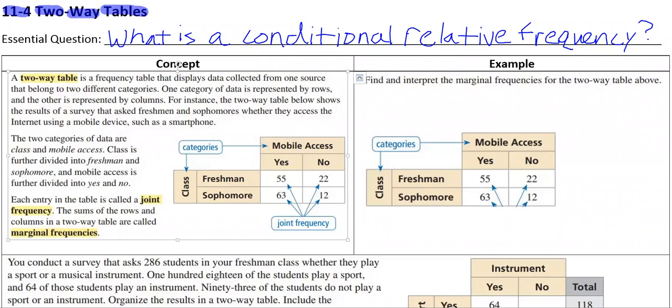Apparently, I'm highlighting in blue, which is such an awesome highlight color. All right, this is the second to last section of the book. What? Okay, what is a conditional relative frequency?